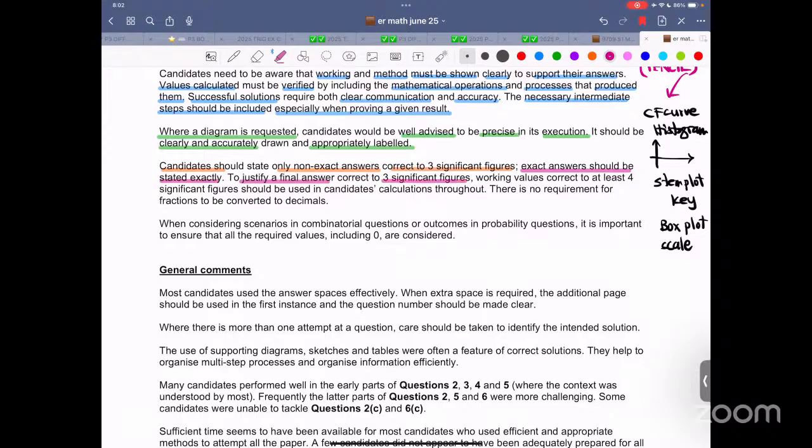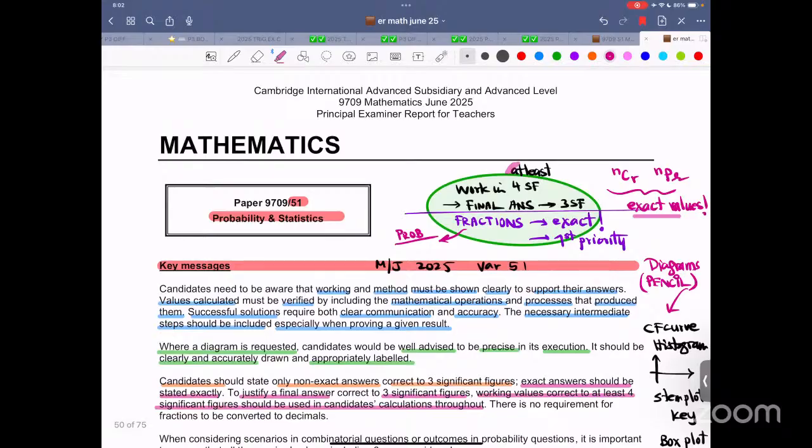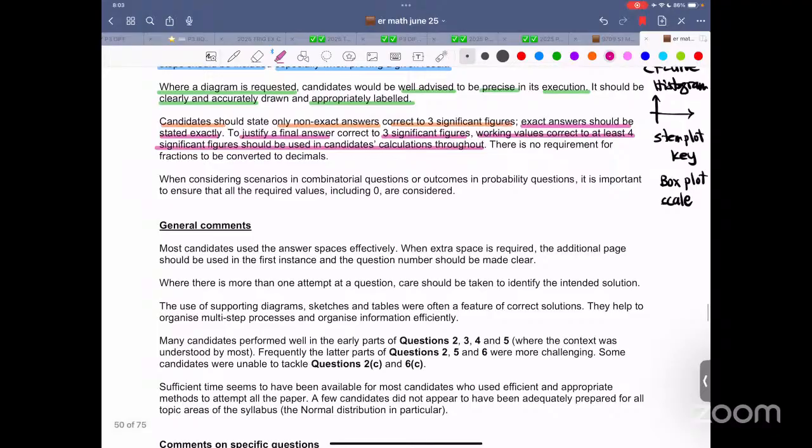correct to 3 SF, working values correct to at least 4 significant figures should be used in candidates' calculations throughout. Already written over here, at least 4 significant figures. You can work in 5 SF also. That is what the words at least mean. There is no requirement for fractions to be converted to decimals. Why? Because fractions are exact, fractions are beautiful, fractions are supreme. So fractions are the highest priority wherever, whenever possible. Of course, they should not be changed to lowly decimals.